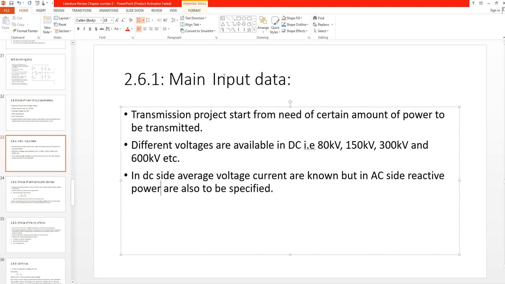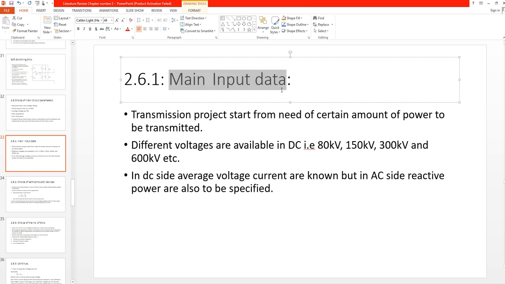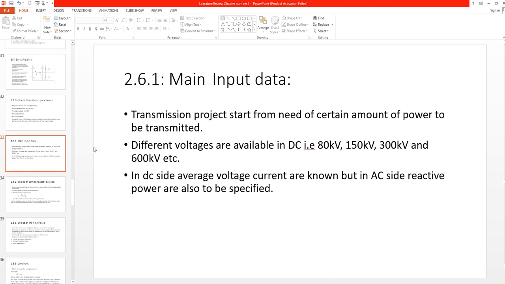So the main input data we have to first of all select, and first of all we have to analyze what is the amount of power that we are supposed to transmit and what is the distance. So depending upon the distance we will select the voltage, and this voltage is very important to determine, because it is the voltage in the power lines. Because of that we decide the number of insulators, we decide the conductor, and there are different parameters that are supposed to be decided according to the voltage of the transmission line.